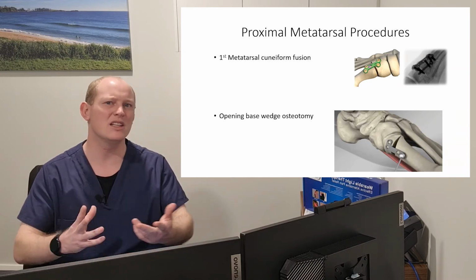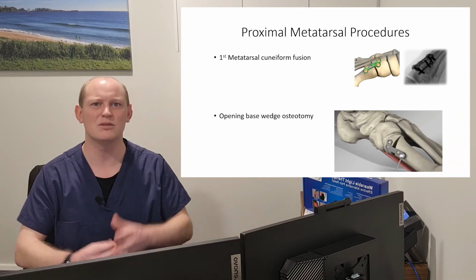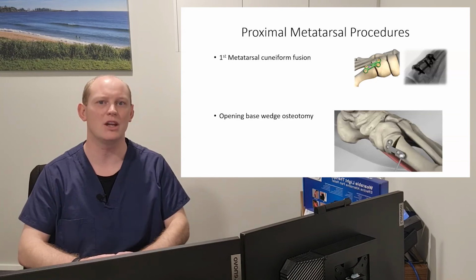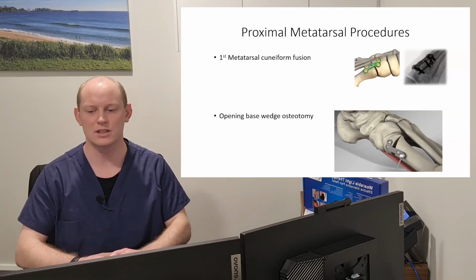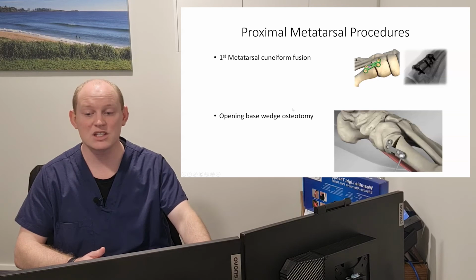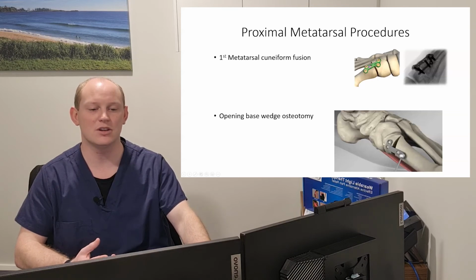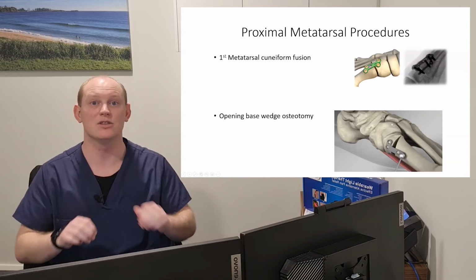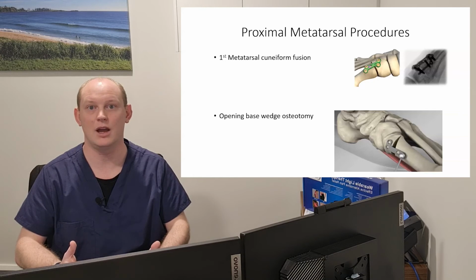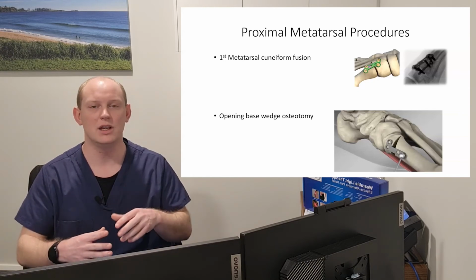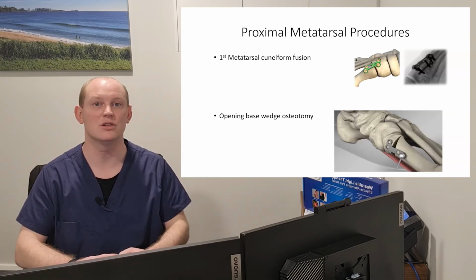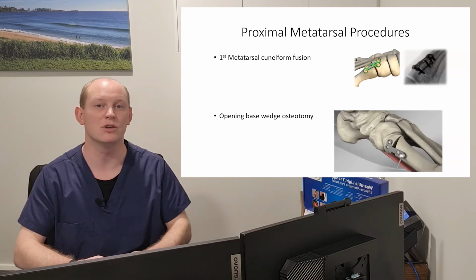This is a procedure that is lesser undertaken, and it is really important to make sure we get the right patient when we do this. One of the other procedures that we can do is an opening base osteotomy. This is going to help close down the intermetatarsal angle by just bringing that metatarsal across from a more proximal level. And there's particular plates that we use to ensure that we're getting really good coverage there as well.